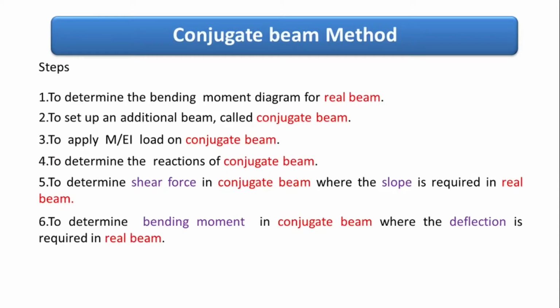Now the steps here. First is to determine the bending moment diagram for the real beam. Then to set up an additional beam that is called as a conjugate beam, having the length equal to the real beam. Then to apply the M by EI load on the conjugate beam. The next is to determine the reactions of conjugate beam, also the bending moment or fixing moments. Then to determine the shear force in conjugate beam, where the slope is required in a real beam, and next is to determine the bending moment in a conjugate beam where the deflection is required in real beam.